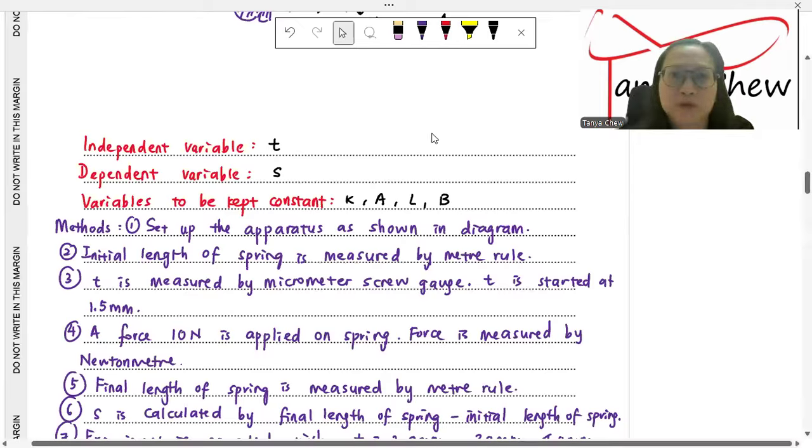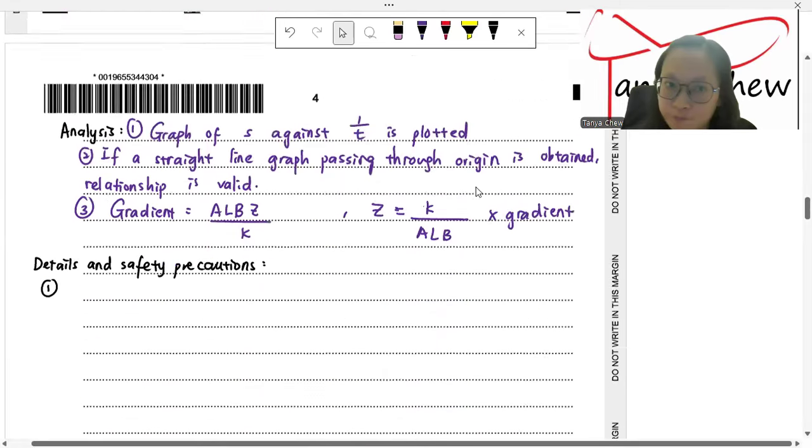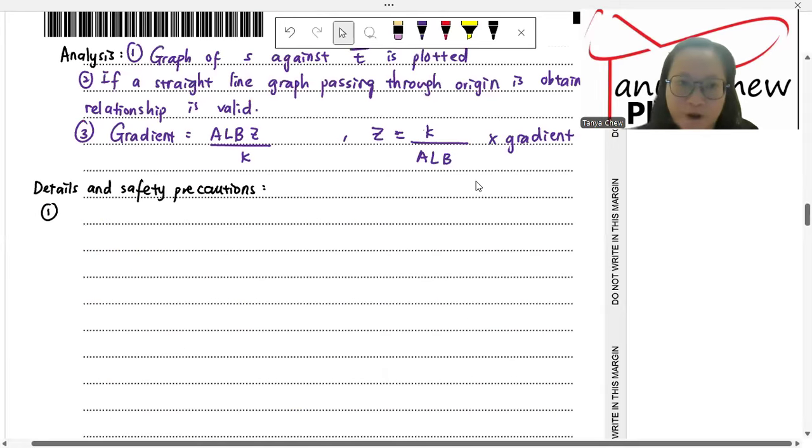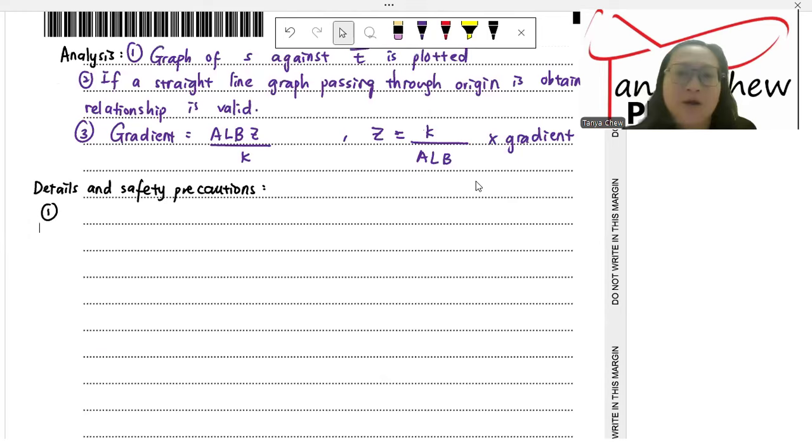Discuss at that part. So firstly, I would talk about A first. The surface area of the spring. Remember, A is the surface area, the cross-sectional area of the spring. How do I keep it constant? How do I calculate it? Now, because I need the value of A, the cross-sectional area of the spring, in order to calculate the value of z here. So you need all these values. You need A, you need length, you need B, and you need K, the spring constant. Talk about that in details and safety precautions.